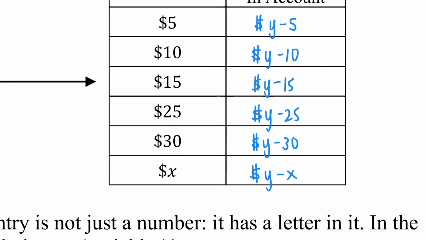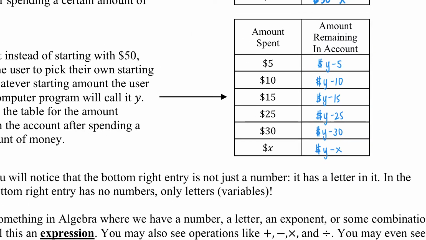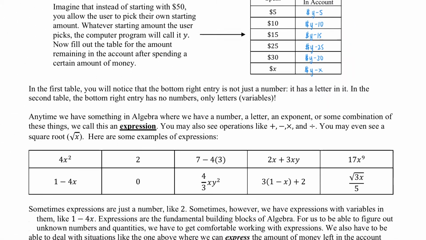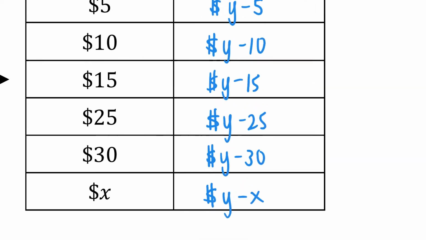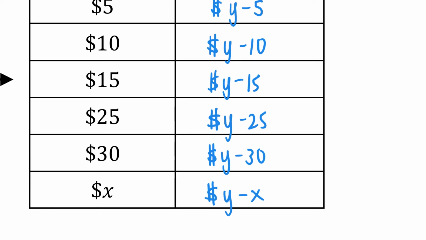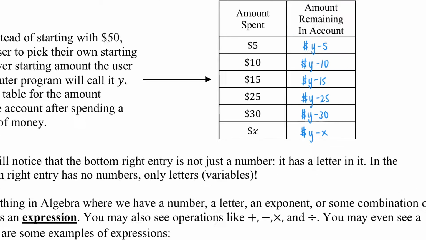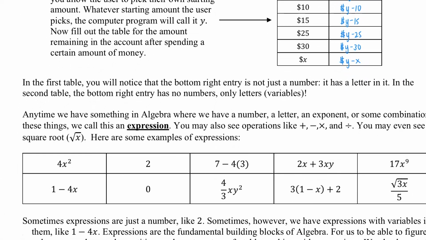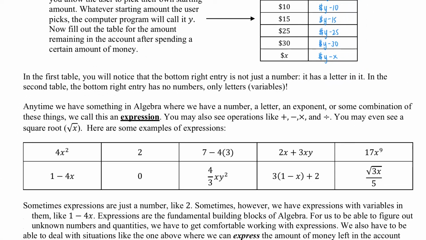This is why variables are important, because there are many scenarios in life where we don't know what the input's going to be from the user, okay? So these right here are called expressions. We're going to use these a lot in algebra, okay? So Y minus x is an expression. Y minus 5 is an expression. Y minus 25 is an expression. So we're going to talk about expressions, and we're going to get really comfortable working with them, because we're going to have to work with them a lot in algebra.